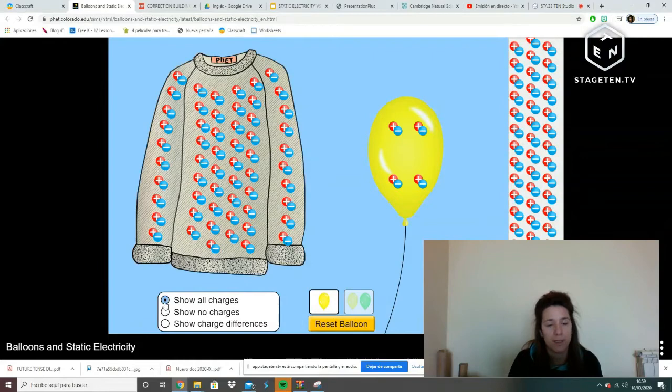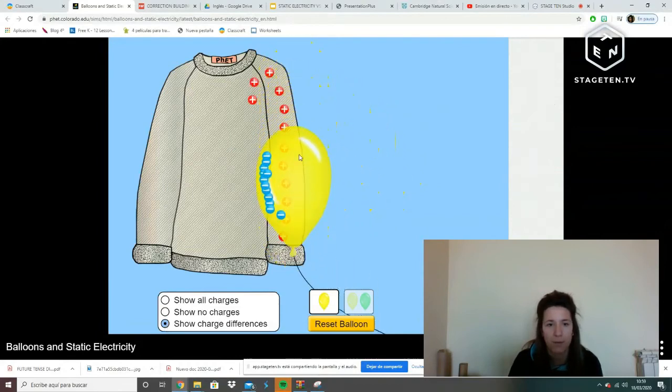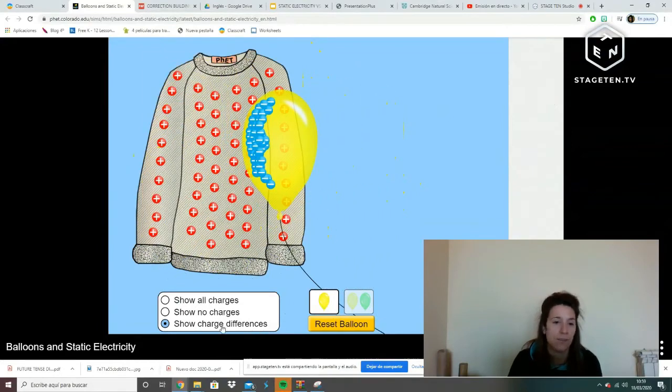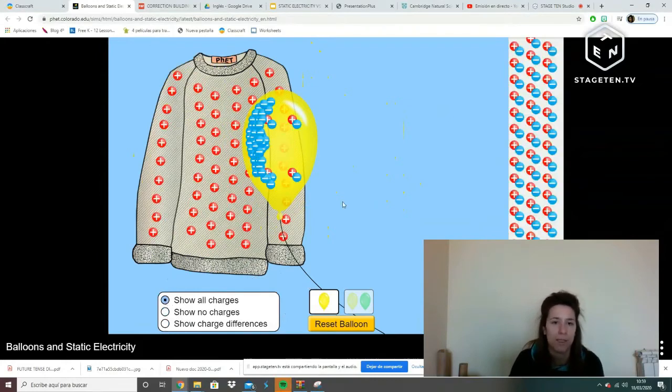You can show all charges, protons and electrons, or you can show no charges. Or you can also show the difference of charge. Now it doesn't appear, but if I rub the balloon against the jumper, you can see how the difference of charges is shown. We can only see the protons on the jumper and the electrons on the balloon. If we show no charges, nothing appears, and if we show all charges, we can see all charges on the wall, on the balloon, and on the jumper, or sweater.